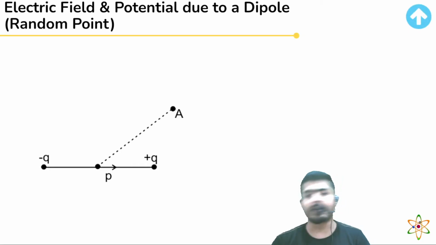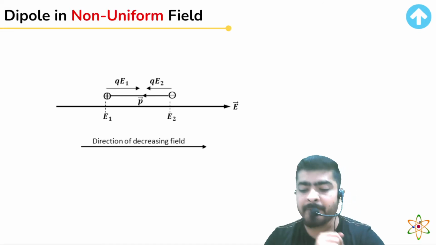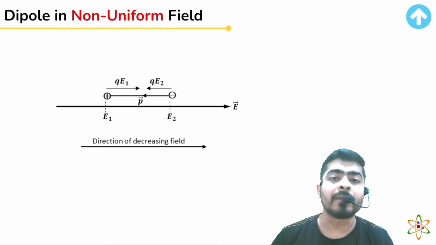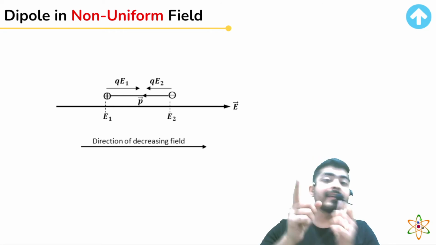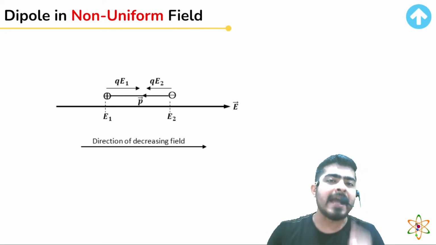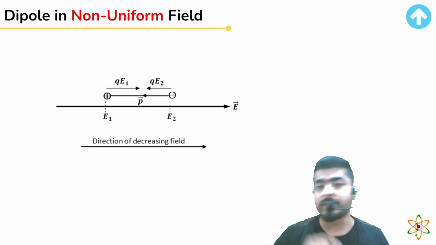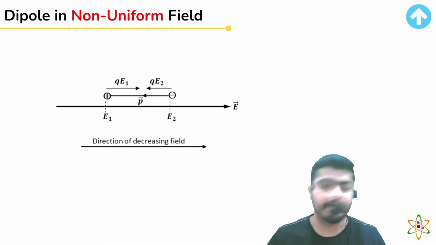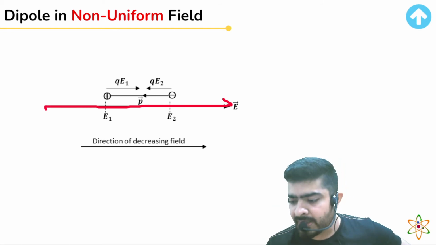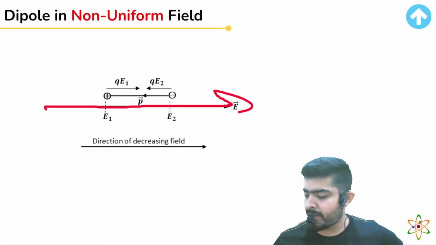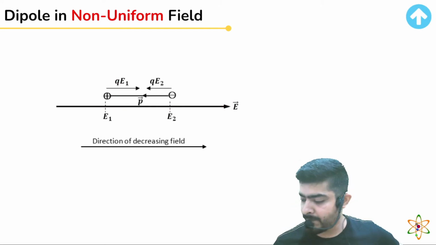Alright. Now another very important topic. Dipole placed in non-uniform electric field. In this case, what happens? In uniform electric field, the dipole does not experience any force. But in case of non-uniform electric field, what will happen? See, a small hint is there for you. Your electric field is pointing in this direction. This is positive charge. This is negative charge.